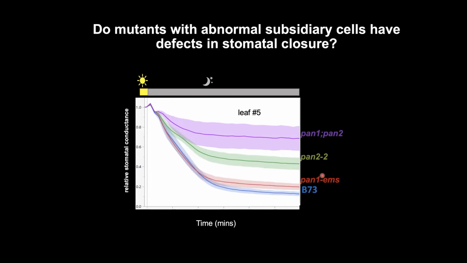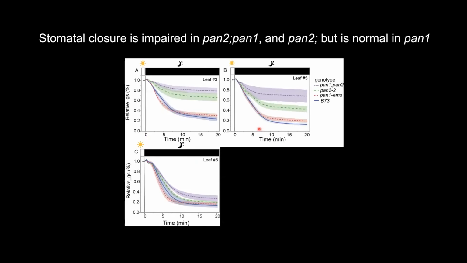abnormal stomata function. As I mentioned before, we do measure the abnormal subsidiary cells in different leaf numbers. So we want to know if this phenotype is caused by the different leaf numbers. So I used the machine to measure leaf 3, leaf 5, and leaf 8. We always see that the PAN1, PAN2 double mutants show the most severe phenotype, and PAN2 has a more severe phenotype than PAN1.